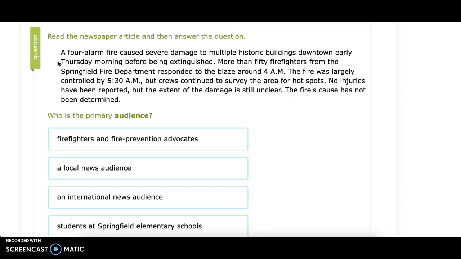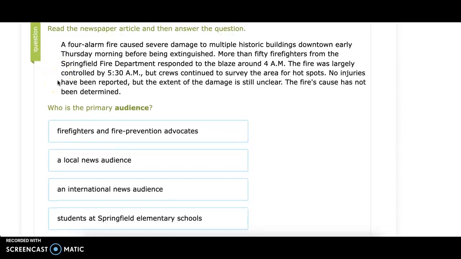More than 50 firefighters from the Springfield Fire Department responded to the blaze around 4 a.m. The fire was largely controlled by 5:30 a.m., but crews continued to survey the area for hotspots. No injuries have been reported, but the extent of the damage is still unclear. The fire's cause has not been determined.